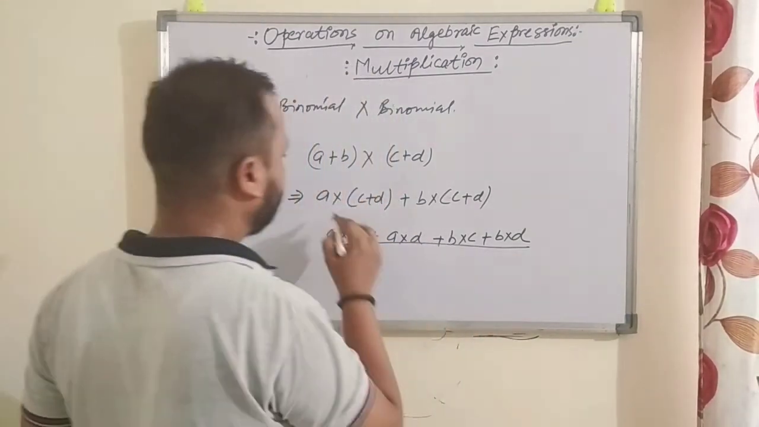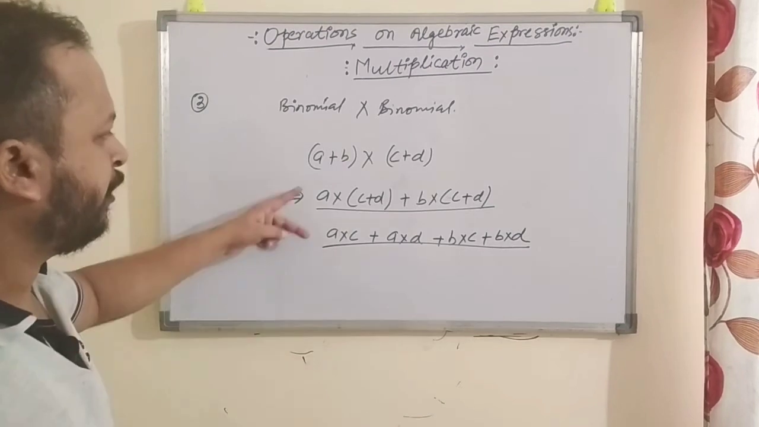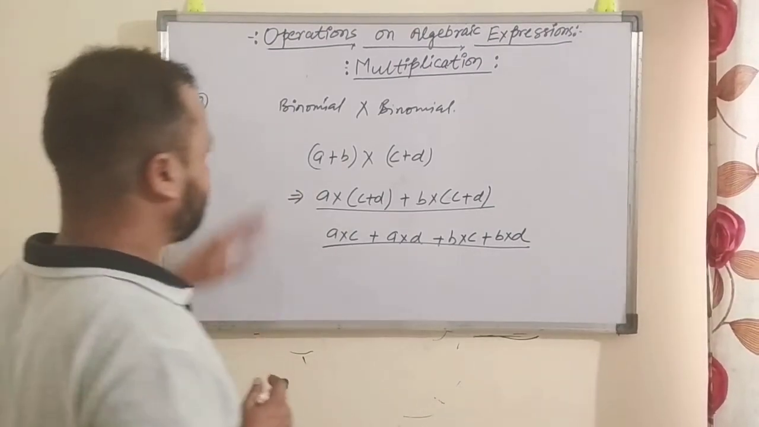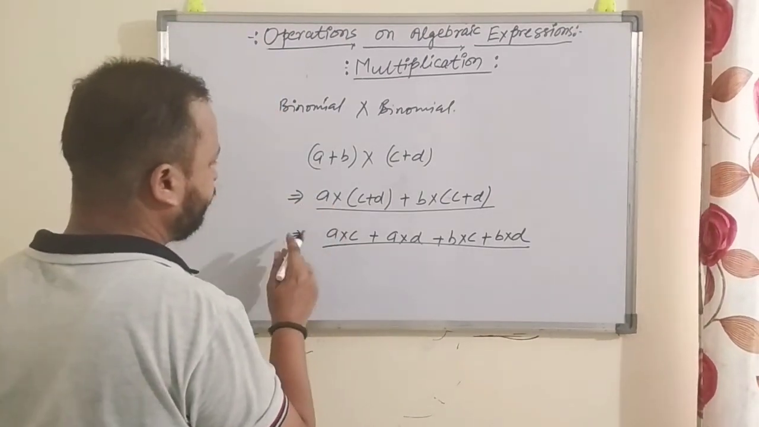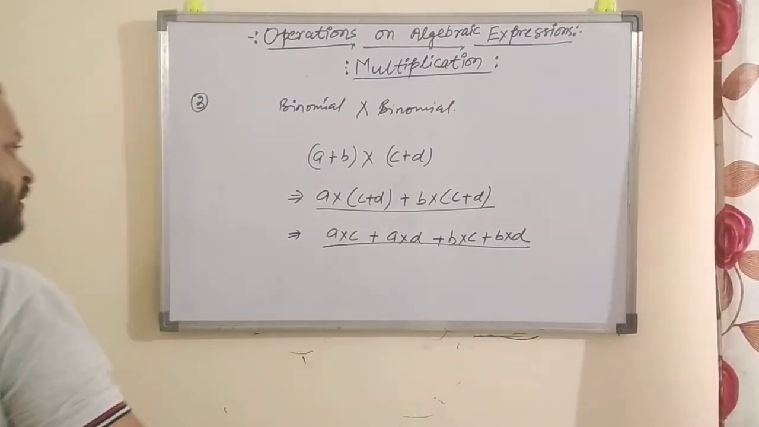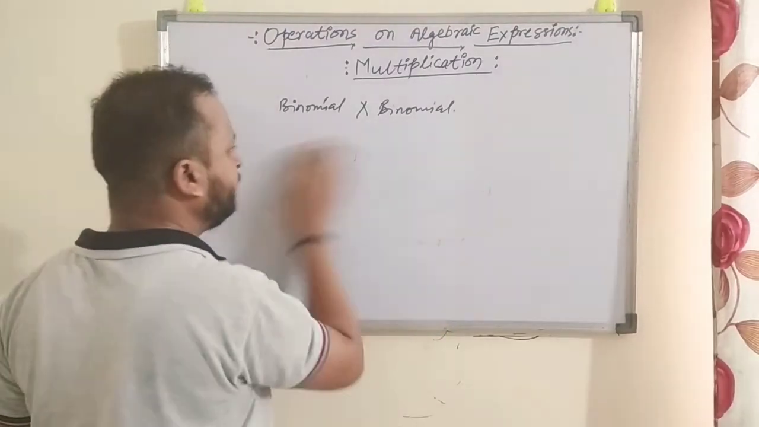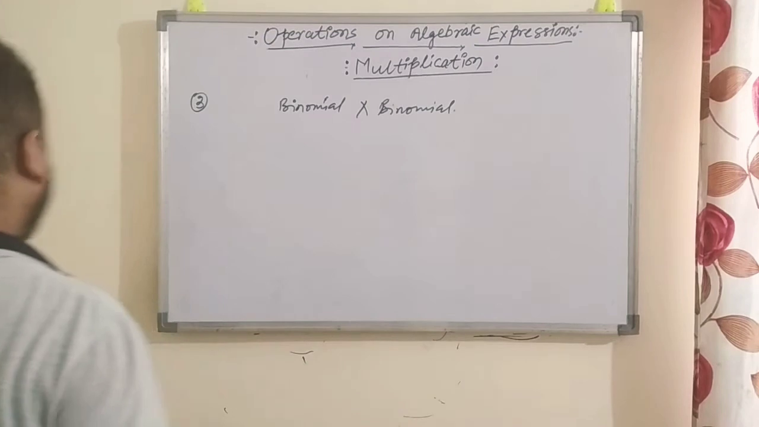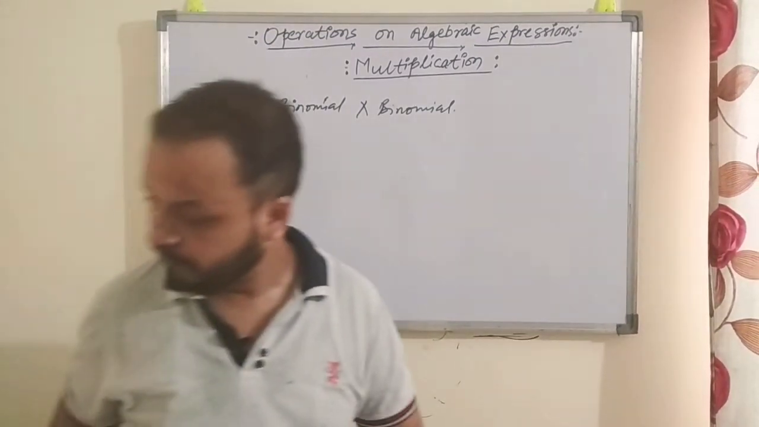So here we applied the distributive law twice, right? So this type of question, if it is given, we should follow the distributive law. So just look at one example. I'm going to take the example from your book, right?